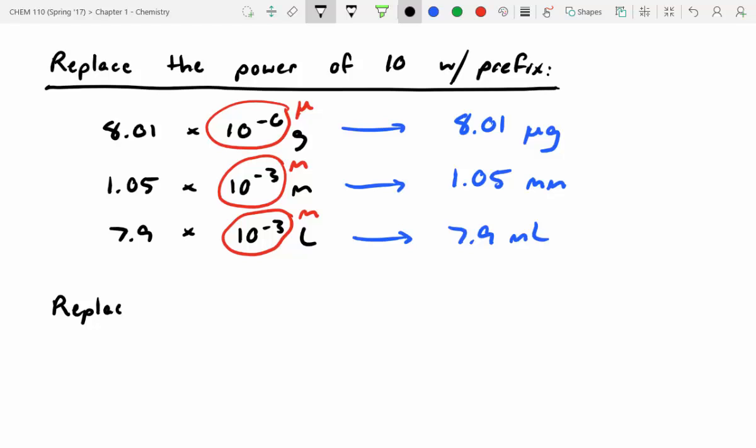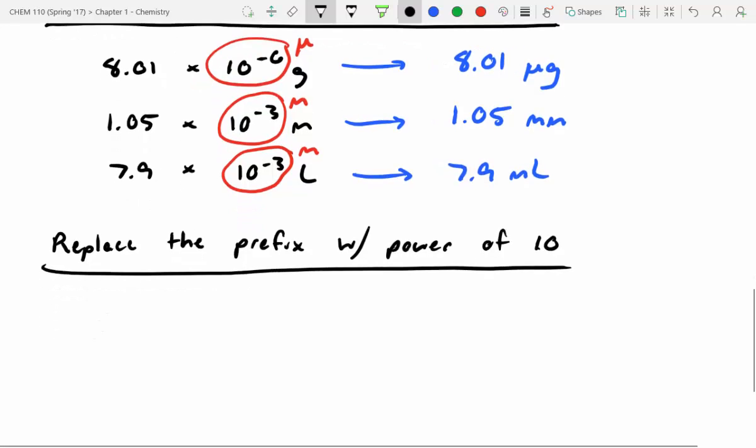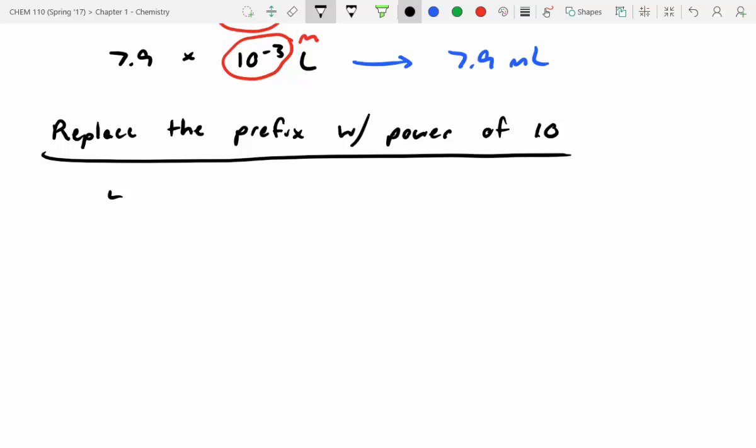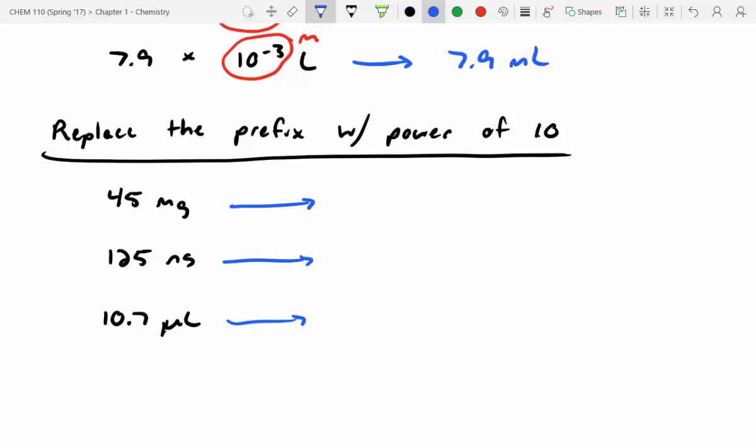So replace the prefix with power of 10, or scientific notation. All right, the first one, we've got 45 milligrams, 125 nanoseconds, and 10.7 microliters. So same thing, check with your neighbor if you think you got it and see if you guys are coming up with the same answers.